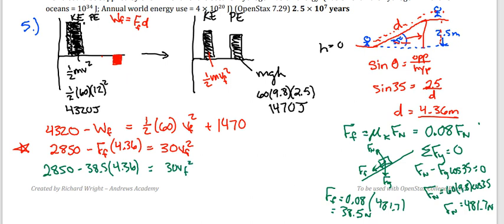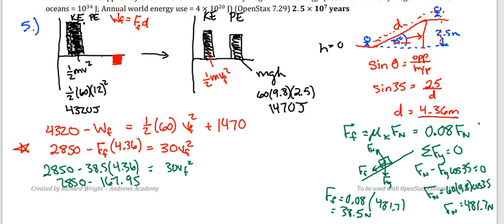So initially we had 4,320 joules of energy. Think of that like an allowance, and how do we spend it? 1470 was spent on potential energy, gaining us some height. Some of that energy was used to overcome friction. So I'm going to multiply that by the 4.36. 168 of those, that's what this number is, 167.95.